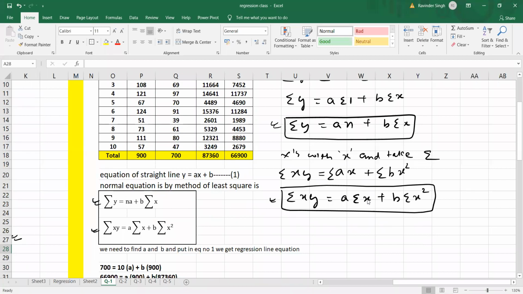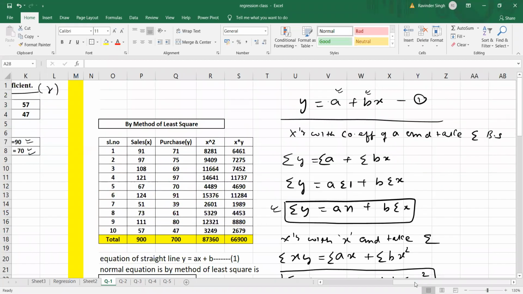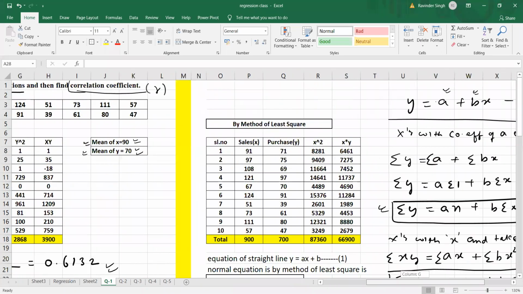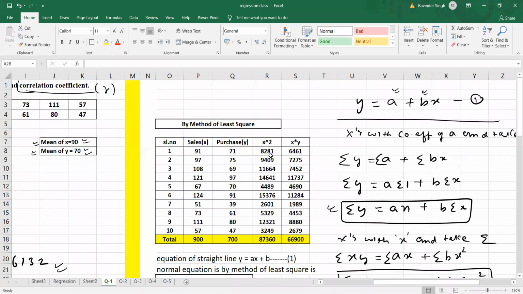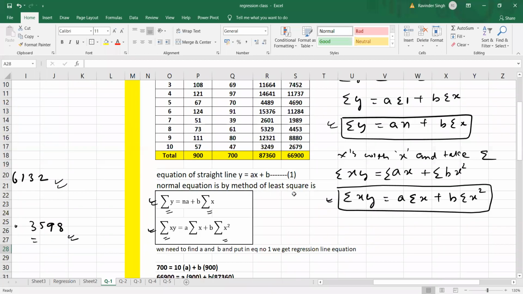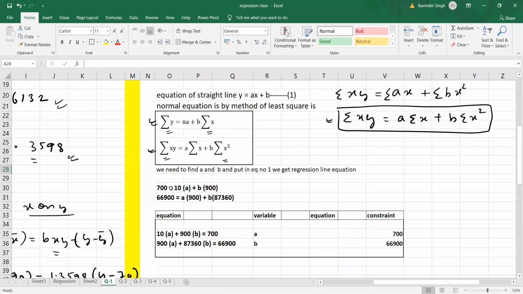From these normal equations, we will try to fit the straight line. To fit the straight line, I need some values to be entered. I need summation of y, summation of x, summation of xy, and summation of x square. You can see that the same data of purchase and sale I have taken and calculated here. X square I have calculated, and x into y I have calculated. So just substitute the values here.